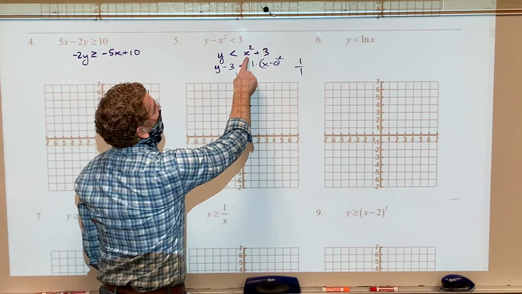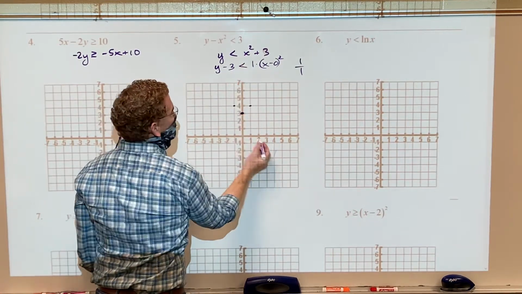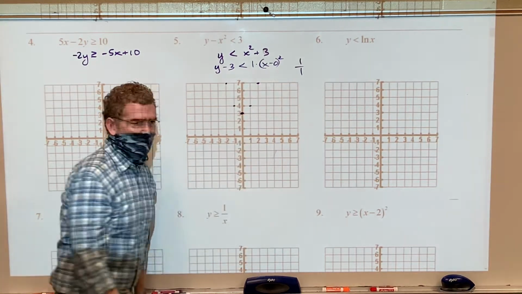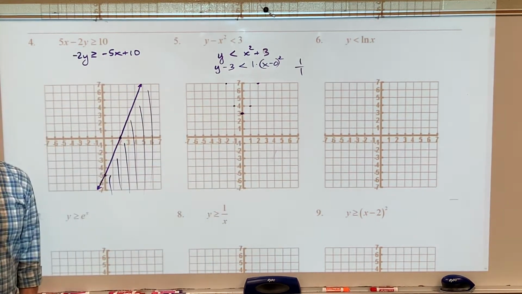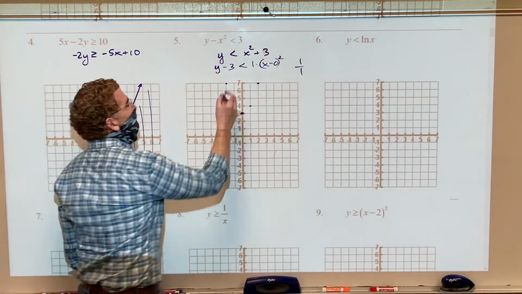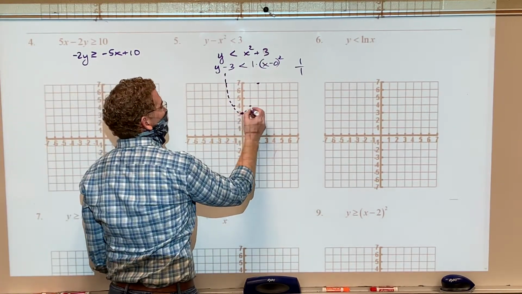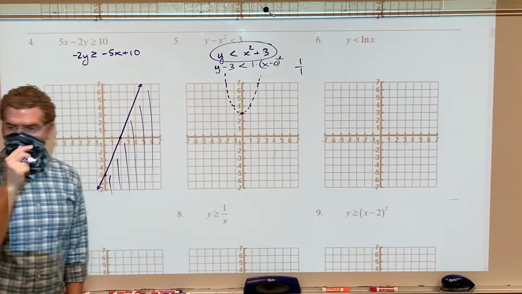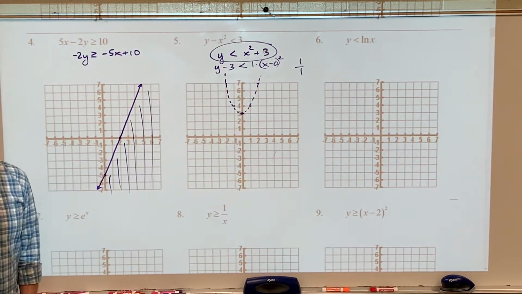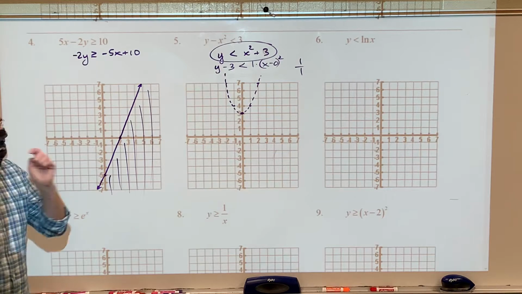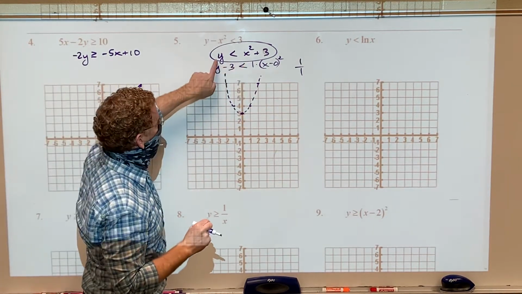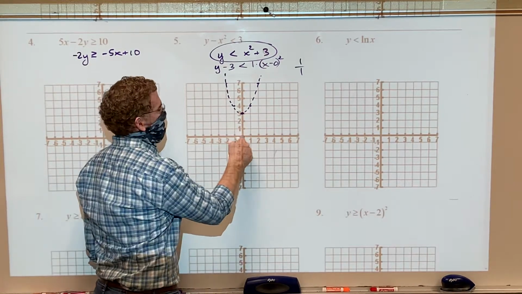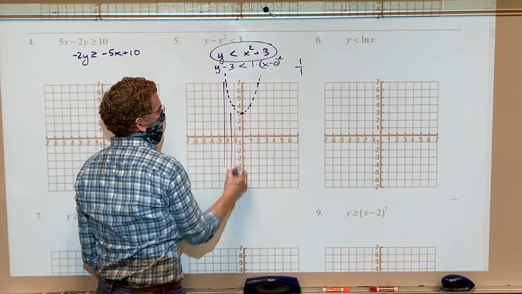If I plug a 2 in, I get y equals 7. So 2, 7, and of course the axis of symmetry, we'll put that there. Solid or dotted curve? Dotted. Shading above or below? Based on that, y less than, it looks like you'd be shading below. And again, if you like plug points in, if I plug a 0, 0 in, 3 is bigger than 0, that's true. So I would want to shade towards the 0, 0, which shades below this thing.